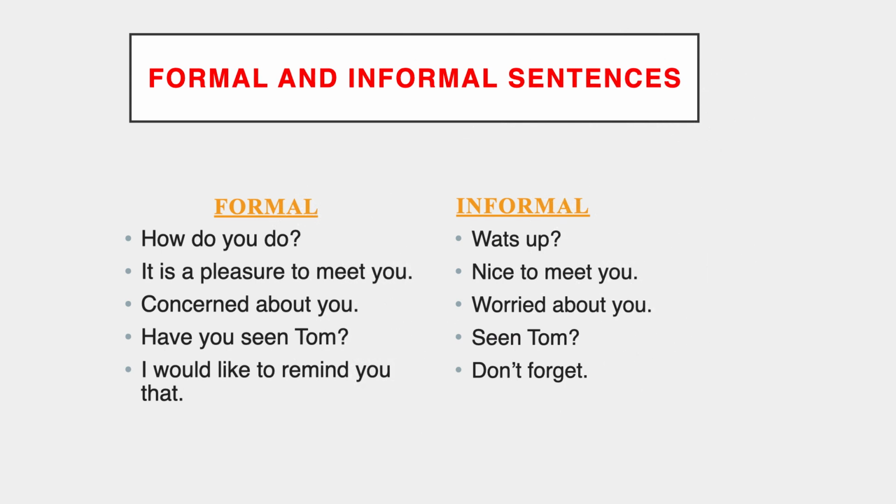Now we can discuss some formal and informal sentences. Formal, how do you do? Informal, what's up? Formal, it is a pleasure to meet you. Informal, nice to meet you. Formal, concerned about you. Informal, worried about you. Formal, have you seen Tom? Informal, seen Tom? Formal, I would like to remind you that. Informal, don't forget.